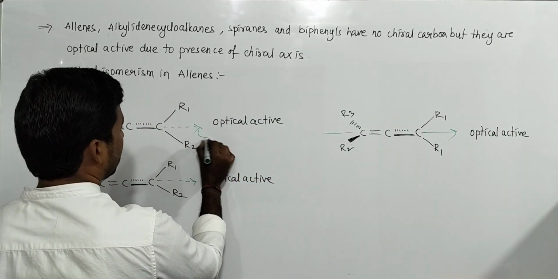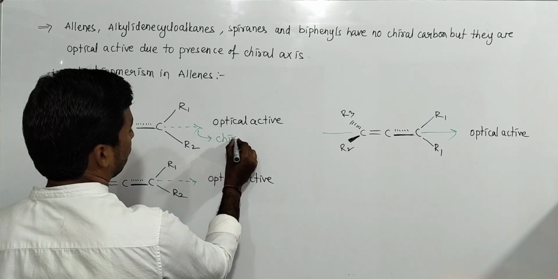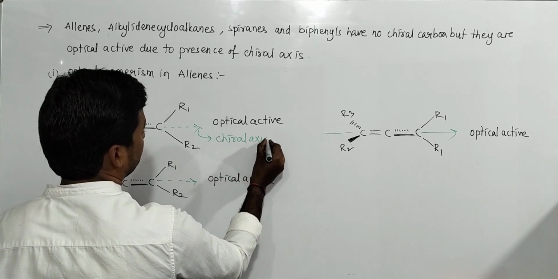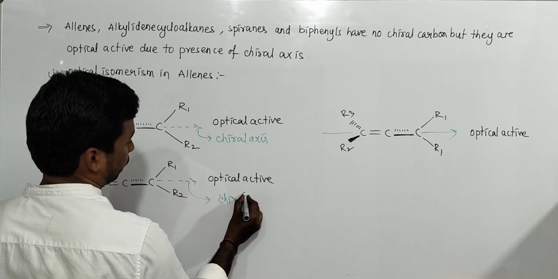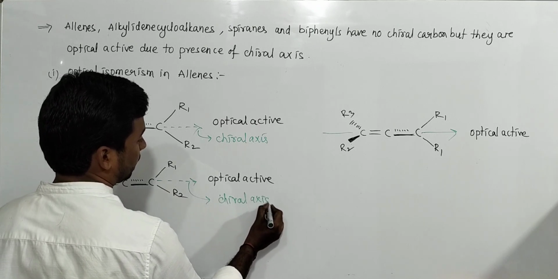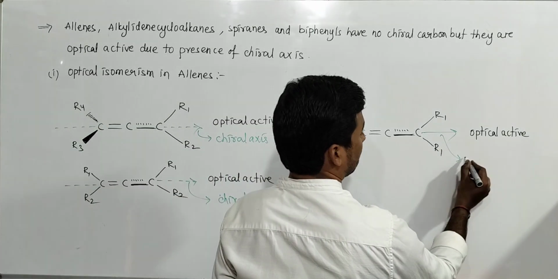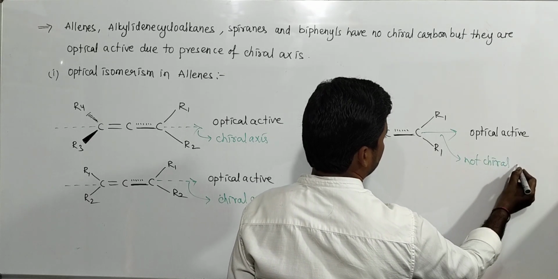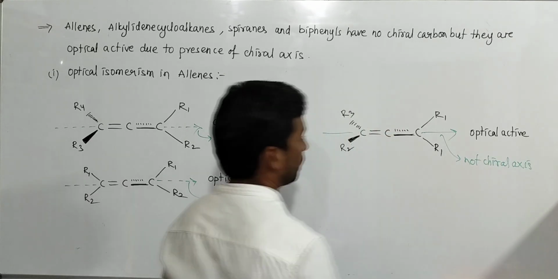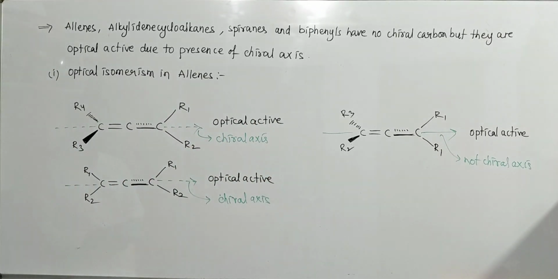So green is what? Chiral axis. Here green is what? Chiral axis. This is what? Not a chiral axis. To become a chiral axis, above and below must be different, like this. So thus allenes show optical isomerism. Take this one. Next.